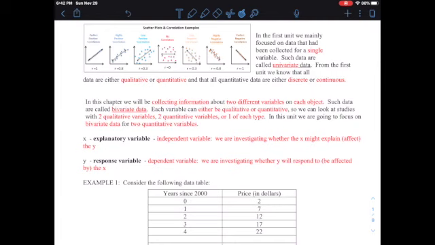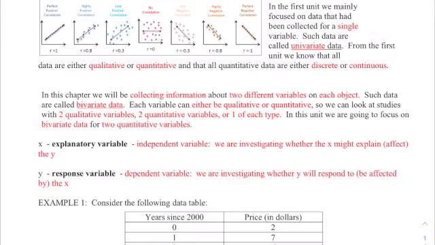In the first unit, we mainly focused on data that had been collected for a single variable. Such data are called univariate data. From the first unit, data are either qualitative or quantitative, and all quantitative data are either discrete or continuous. So you should remember discrete is just 1, 2, 3. Continuous is 1.1, 1.2, 1.3, and anything in between.